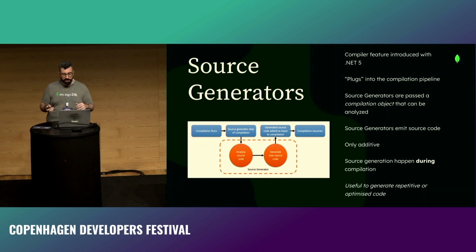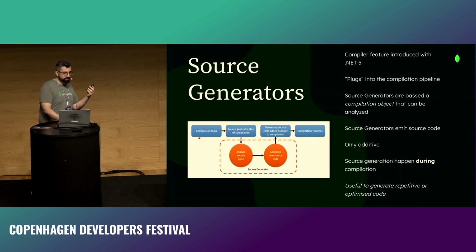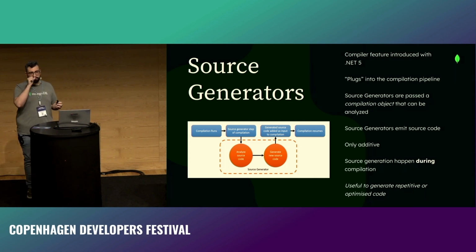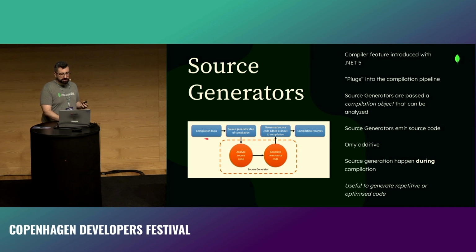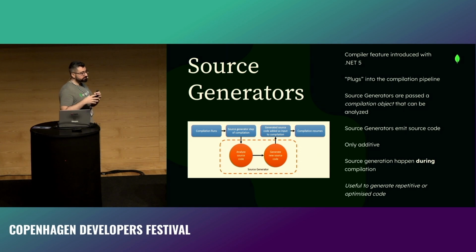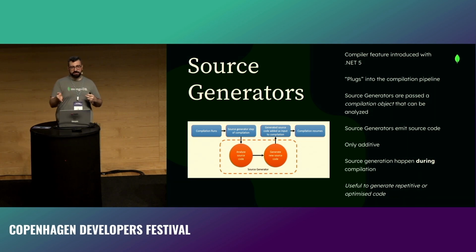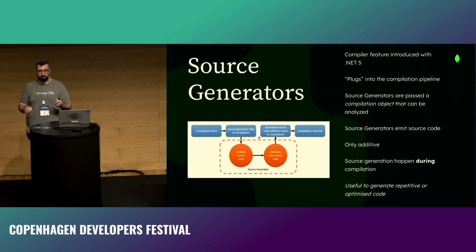So when you have a source generator in your project, what happens is that you have a first step of the compilation that is going through the user code. Then there is this source generator step of the compilation. The source generator receives something called a compilation object that allows it to look at the user code from the syntactic level, the semantic level, and so on. And then eventually, the source generator can add new code back into the compilation.